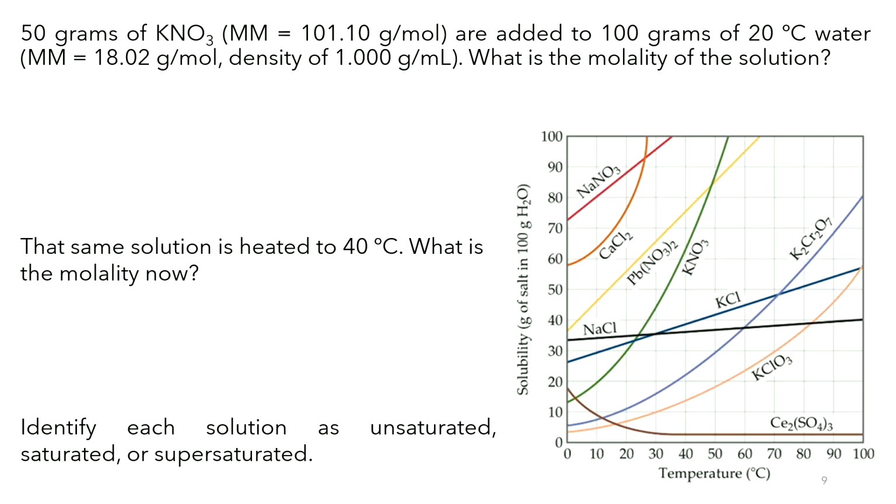All right, let's really switch gears, because that's what's going to happen. Your questions are going to come at you out of order. So you might go from something about the Arrhenius all the way back to something about saturation. All right, so I put 50 grams of potassium nitrate into 100 grams of 20 degrees Celsius water. I want to know the molality of the solution. And I put the graph on there for a reason. Don't ignore the graph. You need the graph to solve this problem.